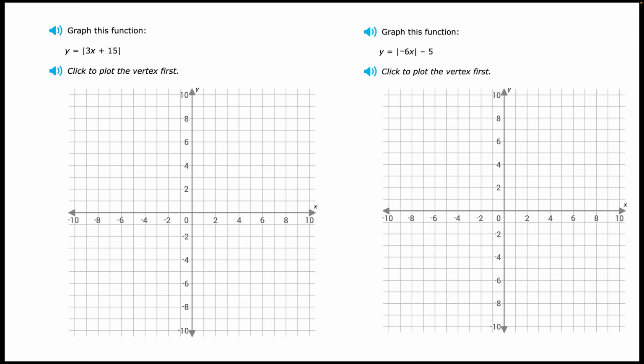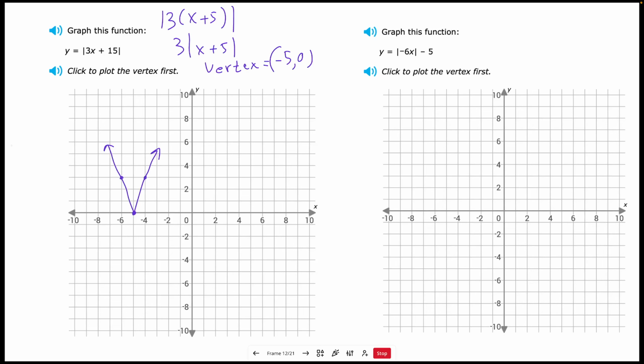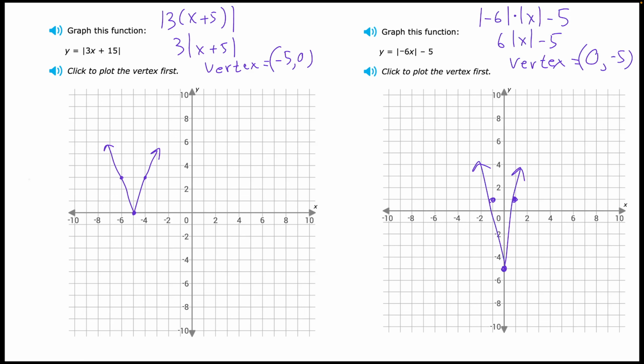Okay, now that you've had time to work these problems, let's check your solutions. Okay, for the first problem, should have factored out a 3 and then said, okay, the vertex is -5, 0, and then we do, slope of 3 over 1. And for the second problem, you should have said the vertex is 0, -5, and it has a slope of 6 over 1, so here's your graph.